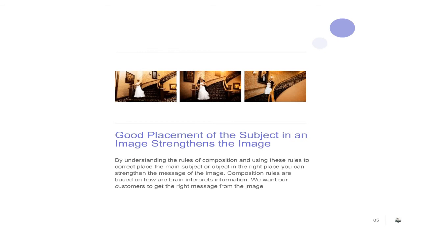So why worry about composition? Well, a good placement of a subject in an image strengthens the message that you're trying to portray. You've heard the saying that a picture contains 1,000 words. We want those 1,000 words in that picture to clearly bring across the message that you want to deliver. And by following the rules based on how the brain interprets information, you will be very effective in delivering the message that you want in the image that you have produced.